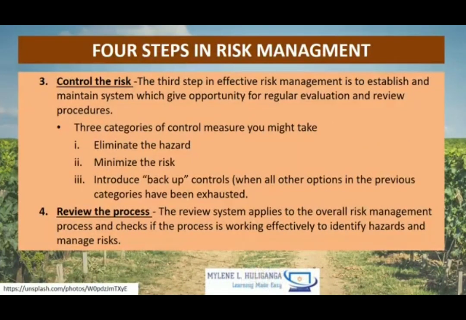Number 3, control the risk. The third step in effective risk management is to establish and maintain systems which give opportunity for regular evaluation and review procedures. There are 3 categories of control measures you might take: eliminate the hazard, minimize the risk, and introduce backup controls when all other options in the previous categories have been exhausted. And number 4, review the process. The review system applies to the overall risk management process and checks if the process is working effectively to identify hazards and manage risk.